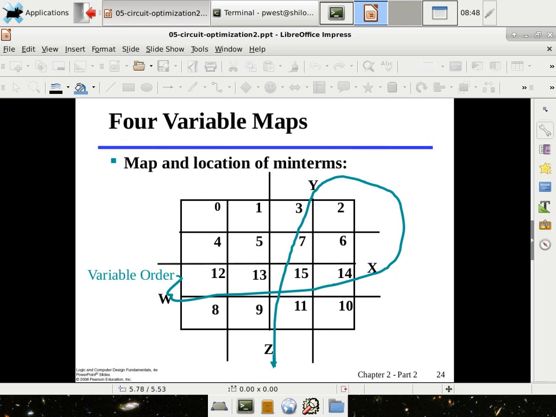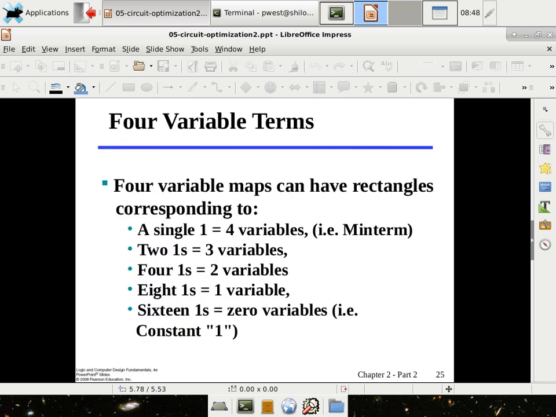Because if we did it the other way, then you'd be turning off one and turning on one at the same time. You can't be doing that. All right, so as you point out, a single box has 4 variables, 2 ones or 3. 4 ones is going to be 1 variable, and then if you have 16 ones, it's 0 variables, aka the constant 0 or 1. Sorry.